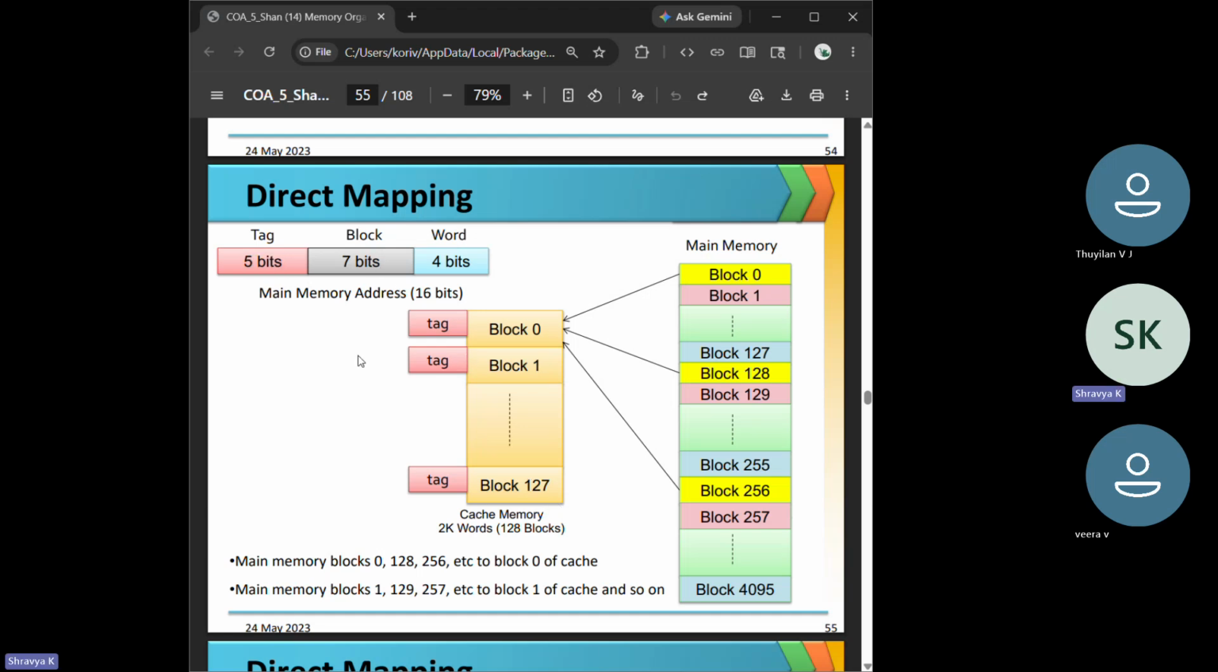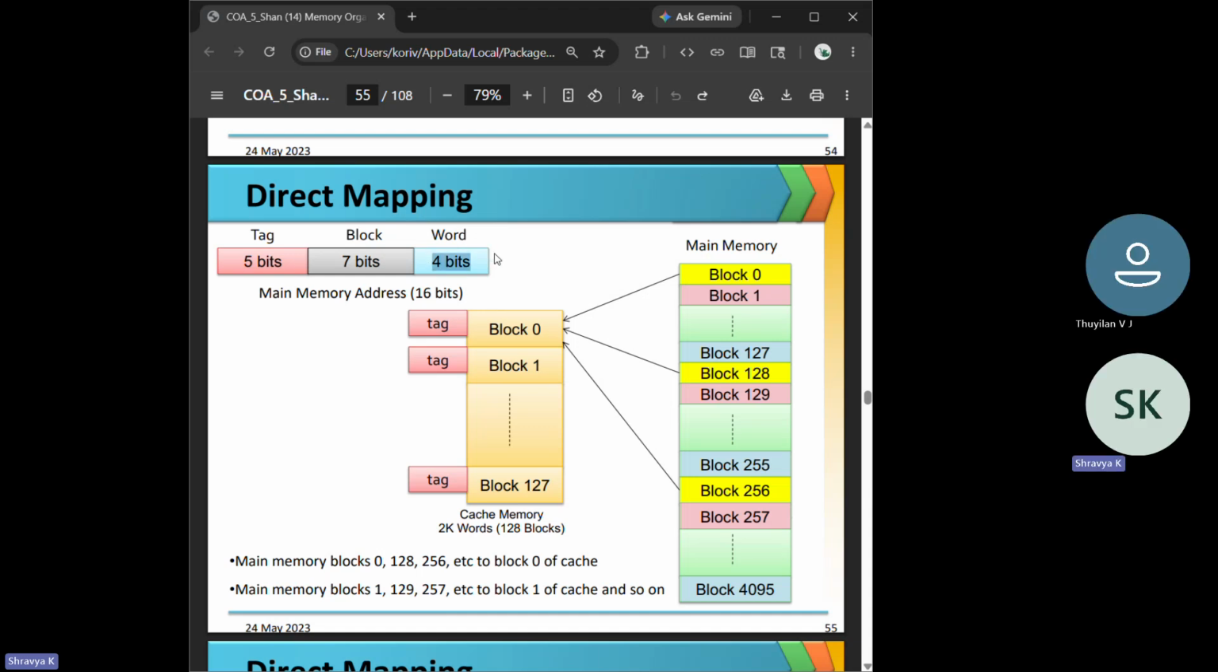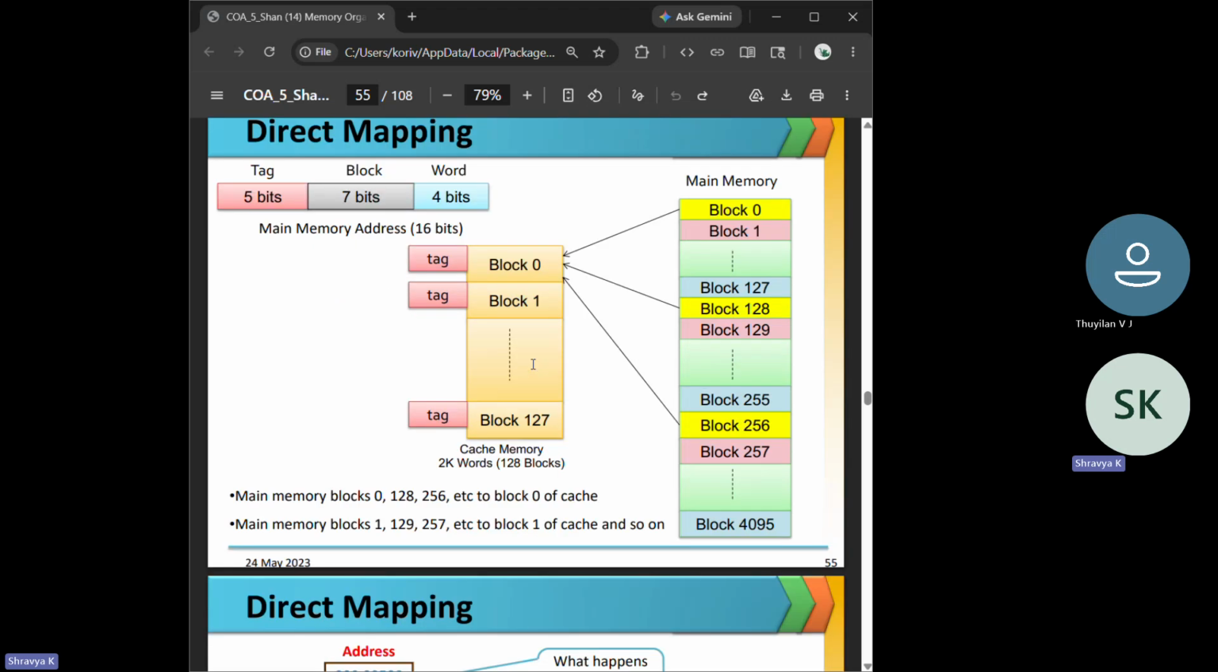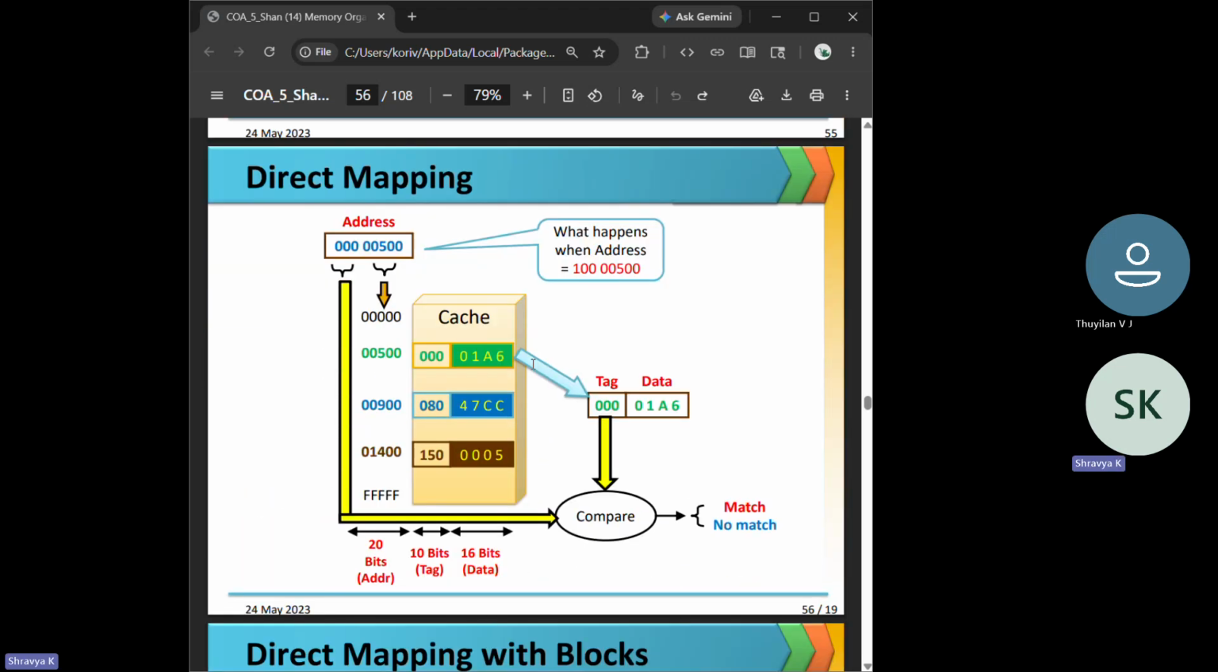and the remaining will be the tag field, right? So first you find the word field based on the block size. Block size is 16, so you say 2 power 4 is 16, so the word bits will be 4. And then next you move on to the block field, where you see that there are 128 blocks in the cache. So 2 power 7 will be the number of bits in your block. And then the tag will be the remaining bits. So that is how direct mapping works.